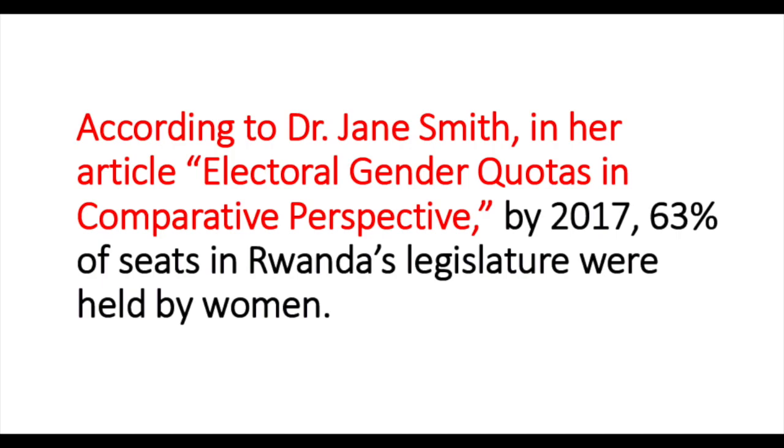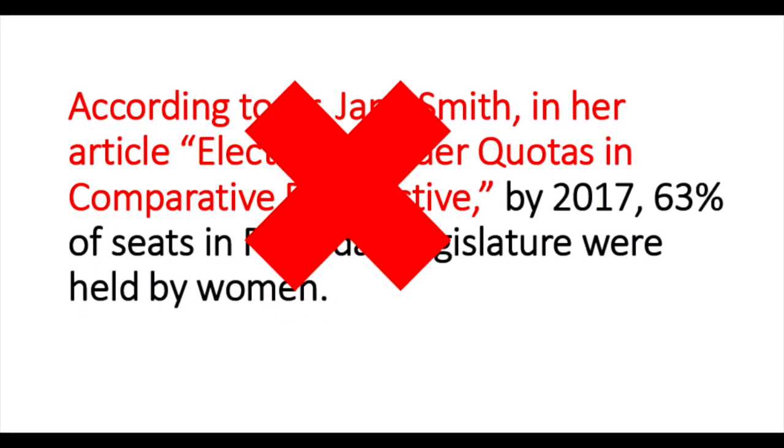So you could do something like this. According to Dr. Jane Smith in her article, Electoral Gender Quotas and Comparative Perspective, blah, blah, blah, blah, the rest of the sentence. This is not a proper way to do an in-text citation. Number one, I don't need the title of the article. It's just taking up space. Number two, you don't have the year of the publication here. That's missing. So this one is a no. This is not going to be the right way to do this.